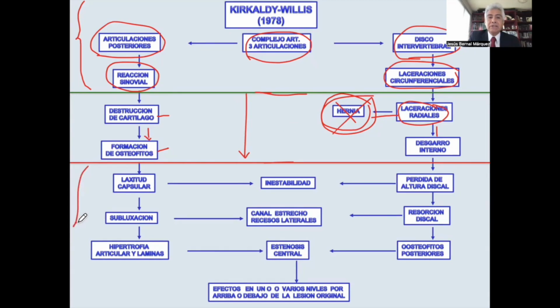Phase 3, which is the stabilization phase. Stabilization, because behind there will already be a laxity of the ligaments, a subluxation that will cause joint hypertrophy, hypertrophy of the laminae, and then the appearance of even more osteophytes that even cause it to fuse and decrease the mobility of the interbody space. Anterior to it, in the intervertebral disc, there is a loss of height.